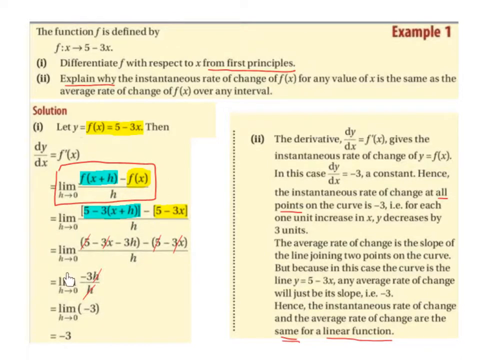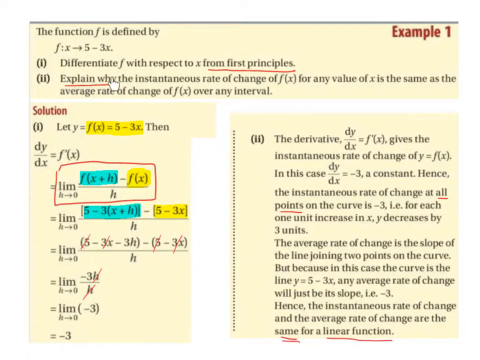So we have the limit of minus 3h over h as h approaches 0. We can now cancel out the h's, because there's one on the top and one on the bottom, and we're left with minus 3. So the derivative of f(x), which is equal to 5 minus 3x, is minus 3.